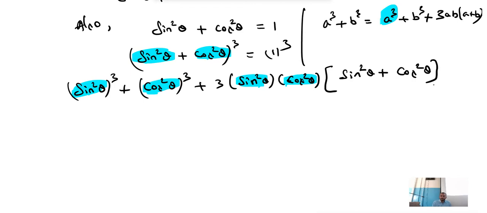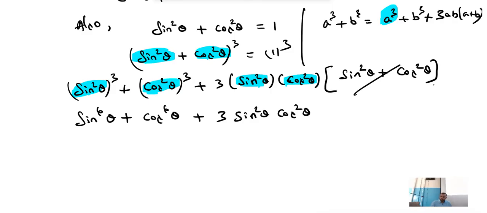Now simplification. Sin 2 into 3, 6 theta, cos 2 into 3, plus 3 sin square theta into cos square theta. We know that sin square theta plus cos square theta is 1. Now let me keep this sin power 6 theta plus cos power 6 theta as it is. Okay.